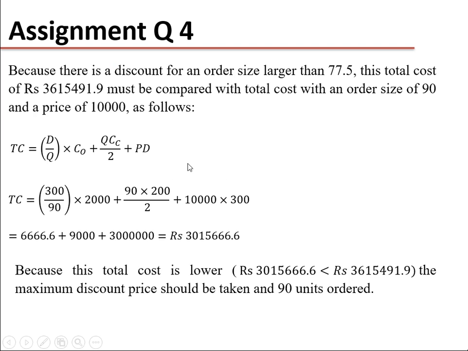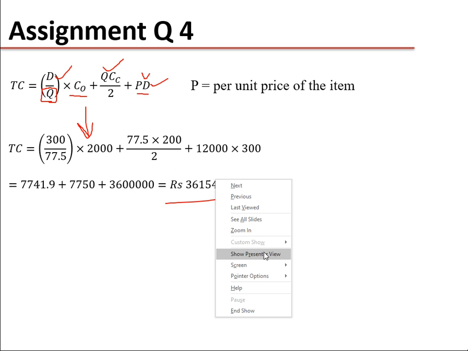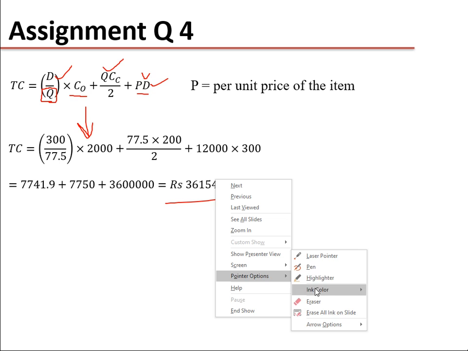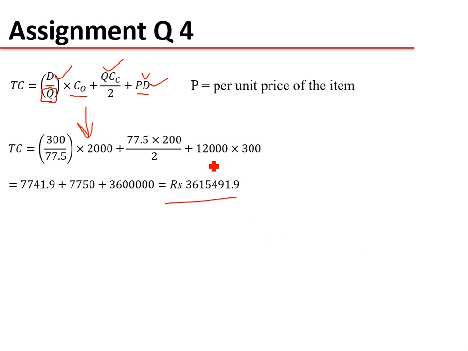So over there we can easily solve this one. So we put this is the product cost over there, and this is the number of units we have in demand. So from here the total cost comes out to be this value. That is the huge value we can see over there, 36,15,491 rupees. Okay.